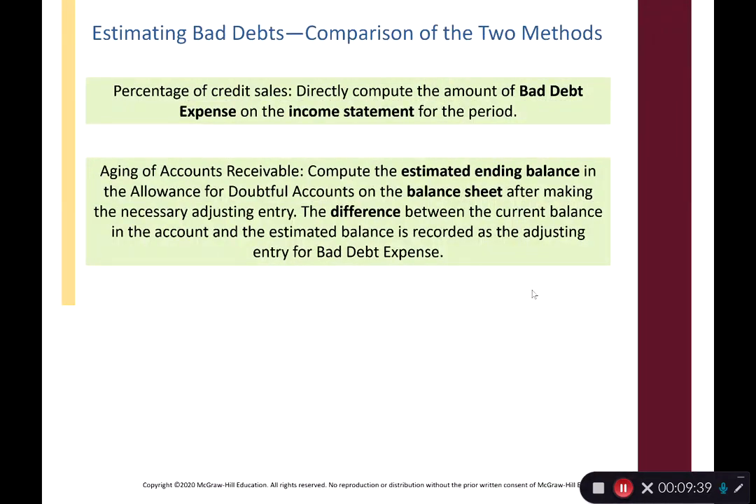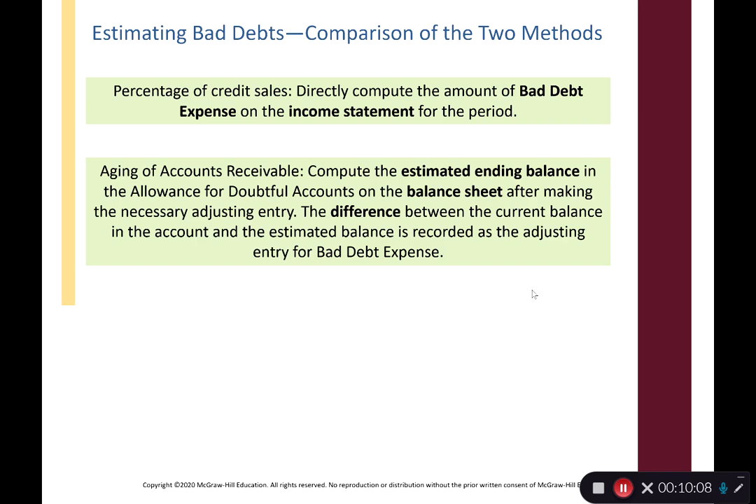So to summarize, when we estimate bad debts, we could use one of two methods. When we use the percentage of credit sales method, we're using that to directly compute the amount of bad debts that go on the income statement. So one way to remember what you get is the percentage of sales method gives you an income statement item because it's using an income statement item. So we're taking a percentage of sales, which is on the income statement, and in turn we get bad debt expense, which is also on the income statement.